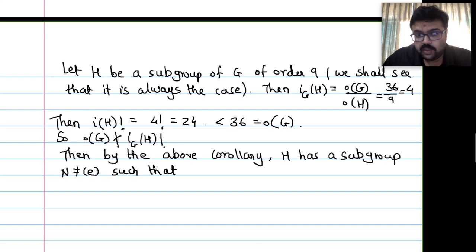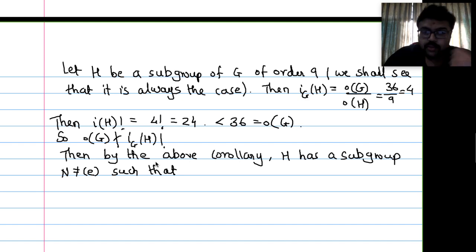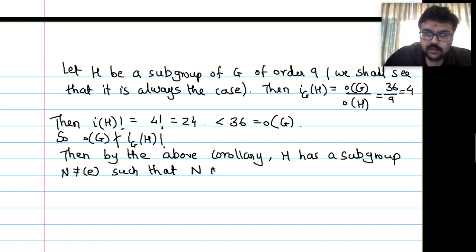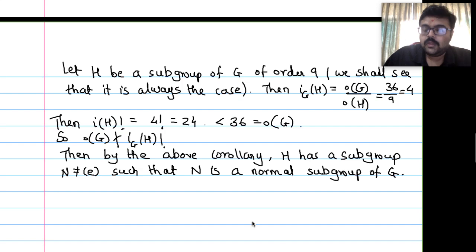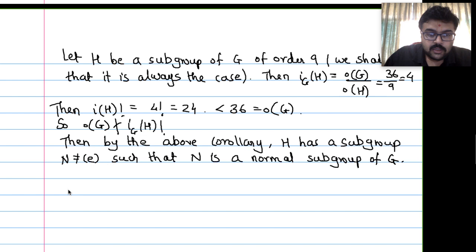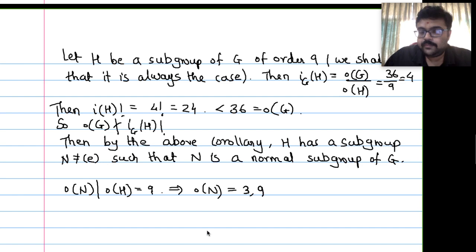H contains a non-trivial subgroup N. It is contained in H, N is a subset of H, and a non-trivial normal subgroup of G. So N is a normal subgroup of G. So the order of N divides the order of H, which is 9. So this implies the order of N can be 3 or 9. 1 it cannot be because N is non-trivial. So the order of N is either 3 or 9.